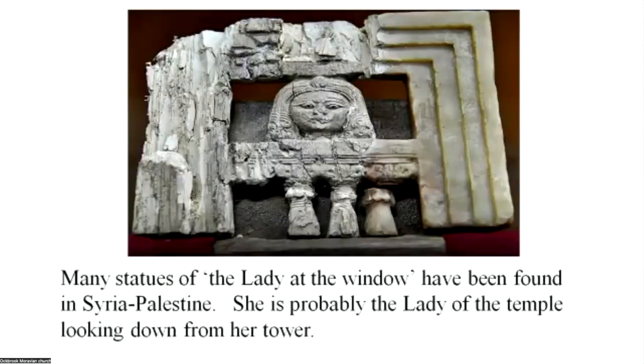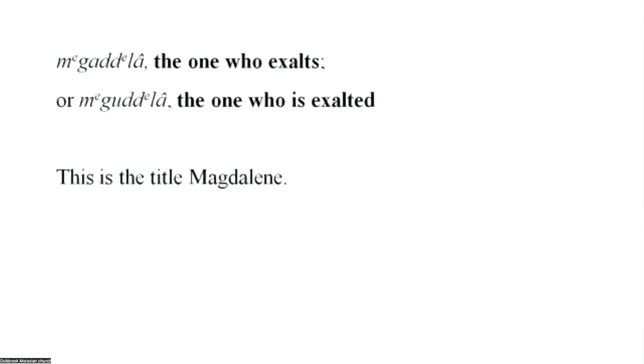And who is the lady of the tower? Well, there are many statues of this so-called Lady of the Window that have been found in the Syria-Palestine region. She was probably the lady of the temple, not just the Jerusalem temple, but other temples, looking down from her tower. There she is, she's a very grand lady. Remember Jezebel, the queen, looks down from her tower and paints her eyes and fixes her hair, and they come in and get her anyway. But I think she was probably reminding them that she was the lady of the tower.